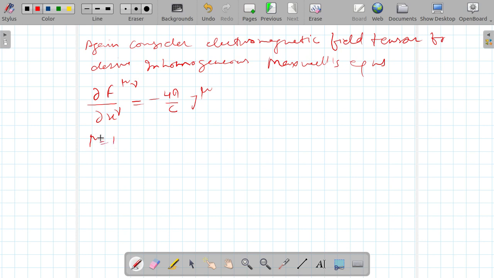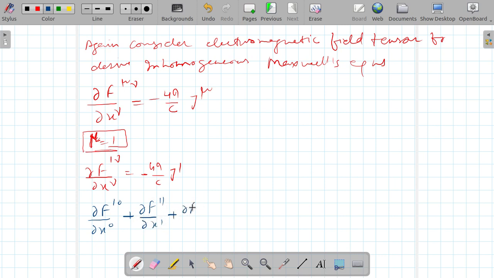Now let us consider μ equal to 1. So if I use μ as 1, then this equation can be written as ∂F^{1ν}/∂x^ν equals 4π/c J^1. Now ∂F^{10}/∂x^0 + ∂F^{11}/∂x^1 + ∂F^{12}/∂x^2 + ∂F^{13}/∂x^3 is equal to 4π/c J^1 with the negative sign, right?